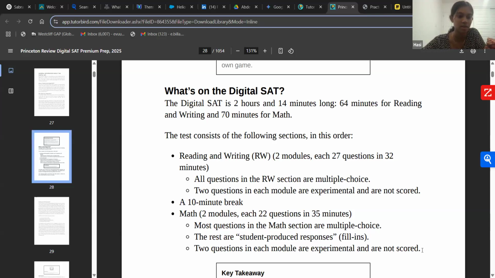A 10-minute break. Math, 2 modules, each 22 questions in 35 minutes. Most questions in the math section are multiple choice. The rest are student-produced responses, fill-ins. 2 questions in each module are experimental and are not scored.